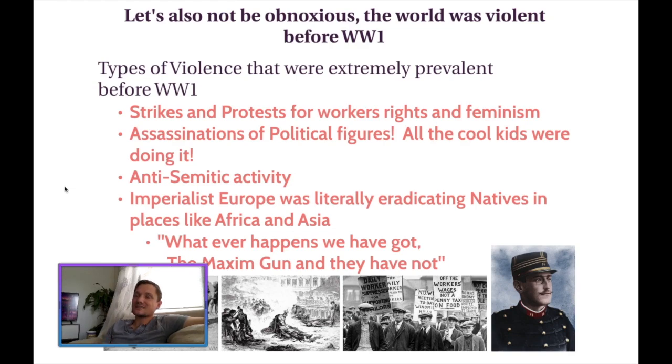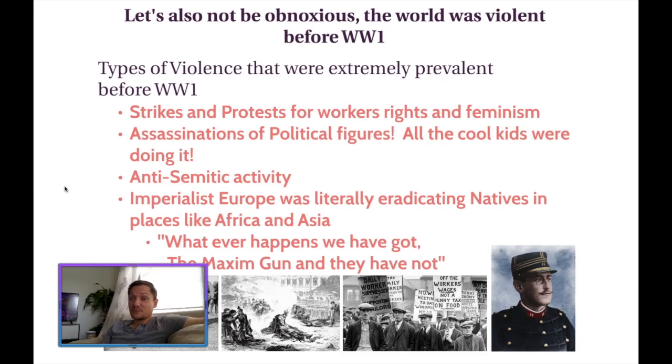Because strikes and protests were still very much a thing in the early 20th century, in early 1900s Europe. Strikes and protests for workers' rights and feminists protesting because they wanted the right to vote were oftentimes destroyed by conservative and liberal governments with violent tactics, turning the police on them, firing into crowds, and doing a lot of other crazy things.